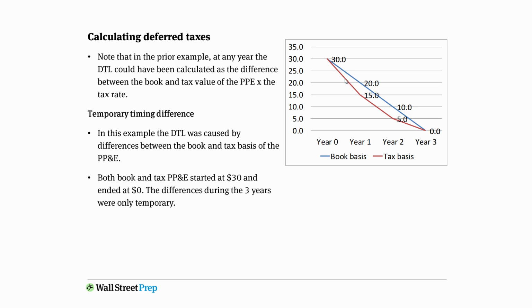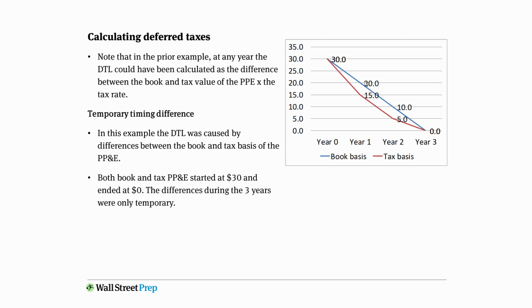calculated as simply the difference between the book and the tax value or basis of the property, plant, and equipment times the tax rate. So the moment that we bought this fixed asset, this $30 machine at a useful life of 3 years, the moment we did that on day one, before there was any depreciation, there was no deferred tax liability. But after the first year, when a full year's worth of GAAP-based depreciation was taken, bringing the book basis of the asset, the book basis representing the value of the asset for book purposes, from 30 to 20. At that same time, the tax basis of the asset went from 30 to 15.